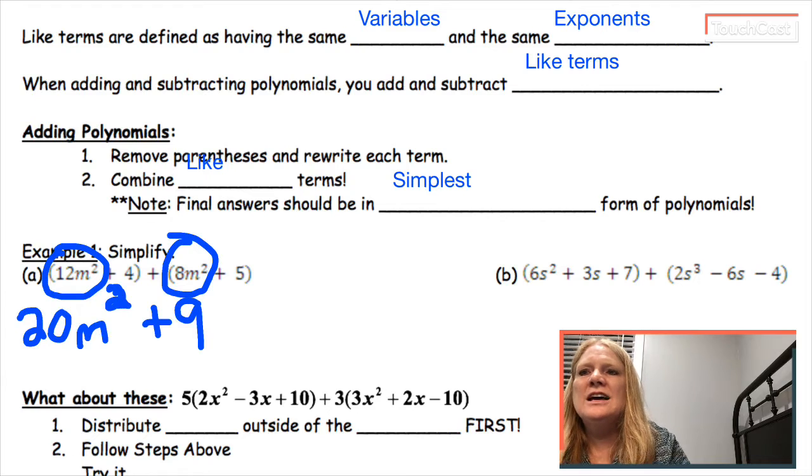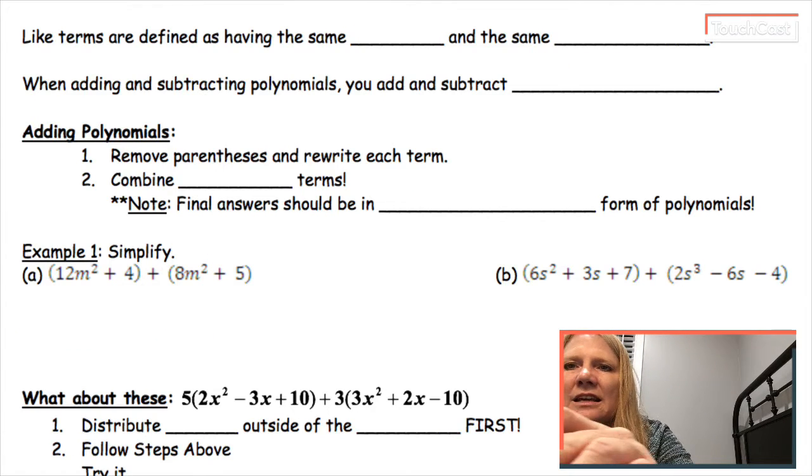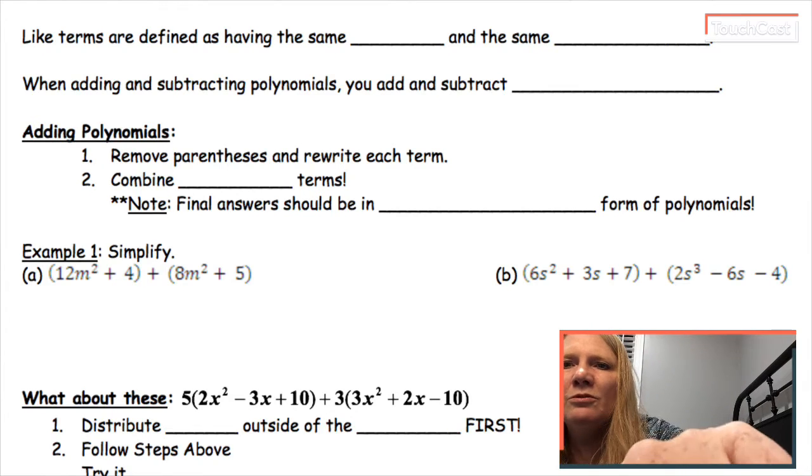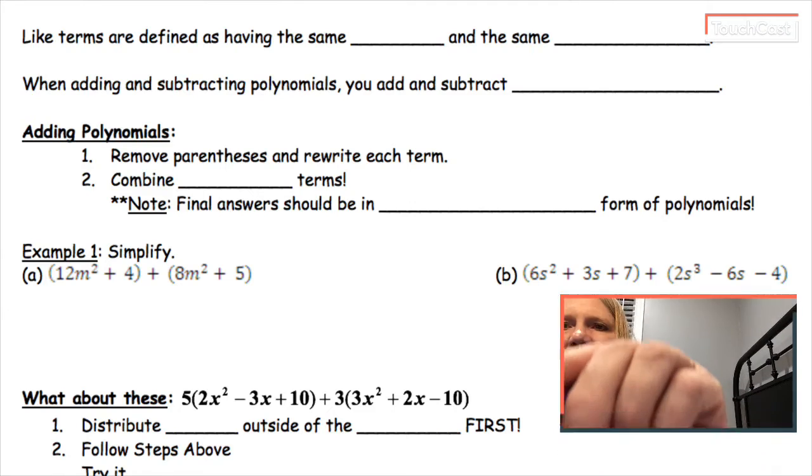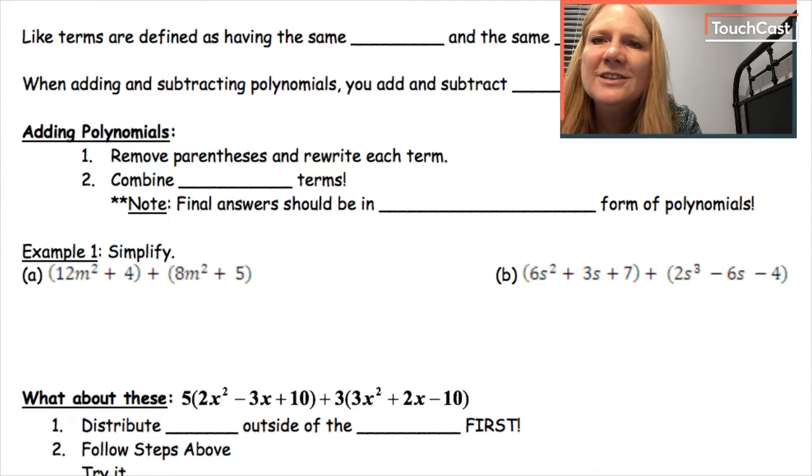All right, so now let's look at our second example. See if I can move my picture. Sorry. Not sure if I can, but I'm going to try. There we go. Okay, let's look at my second example here.